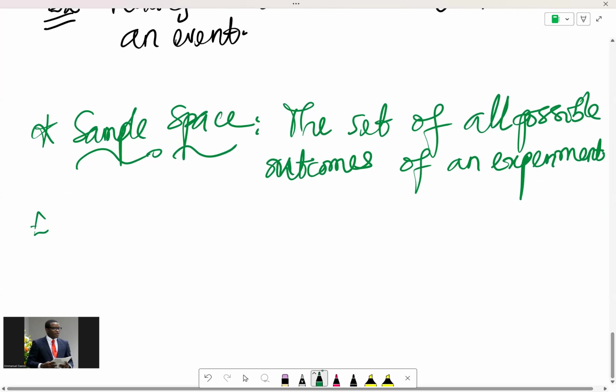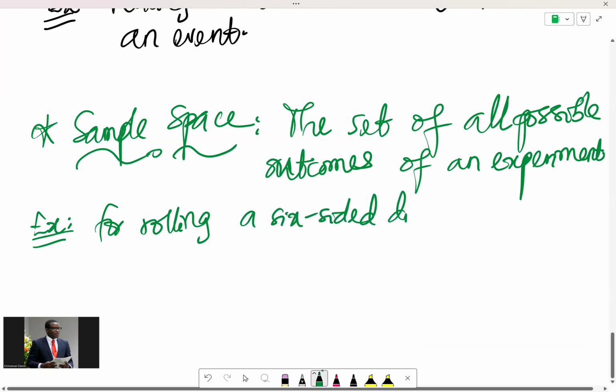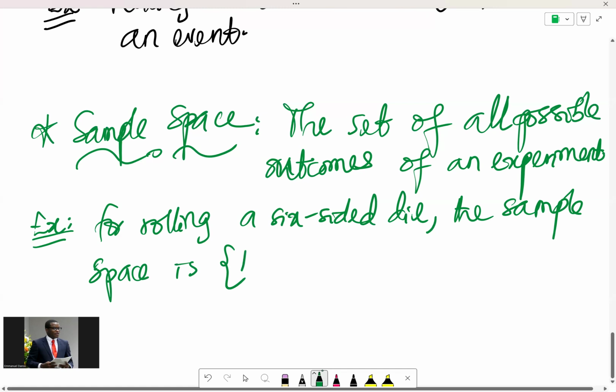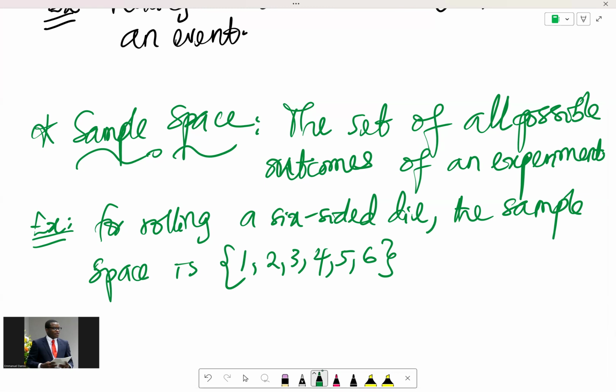For instance, we've been talking about rolling a die. For rolling a six-sided die, the sample space is the collection of all possible results. You can get a 1, a 2, a 3, a 4, a 5, or a 6. So when you put together every possible thing you can get, that is what you call a sample space.